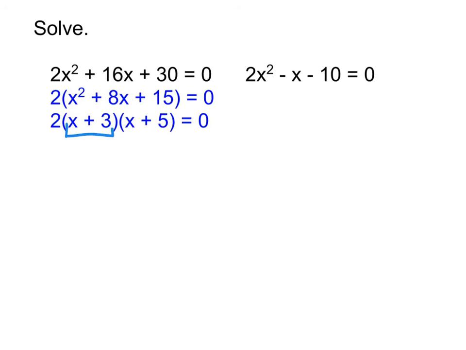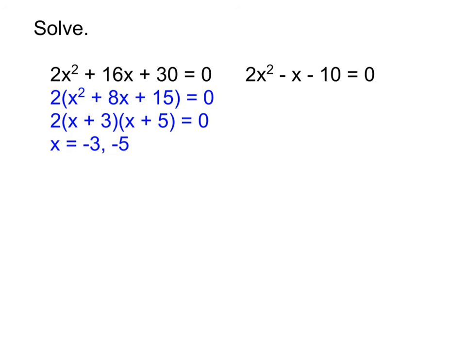So we just say what plus 3 equals 0. And you should be getting a negative 3 from that. And then we end up saying what plus 5 equals 0. And you should be getting a negative 5 from that one. Remember, the 2 that's out front here does not affect those answers because it's outside of the parentheses. And so that's our final answer. X equals negative 3 and negative 5.